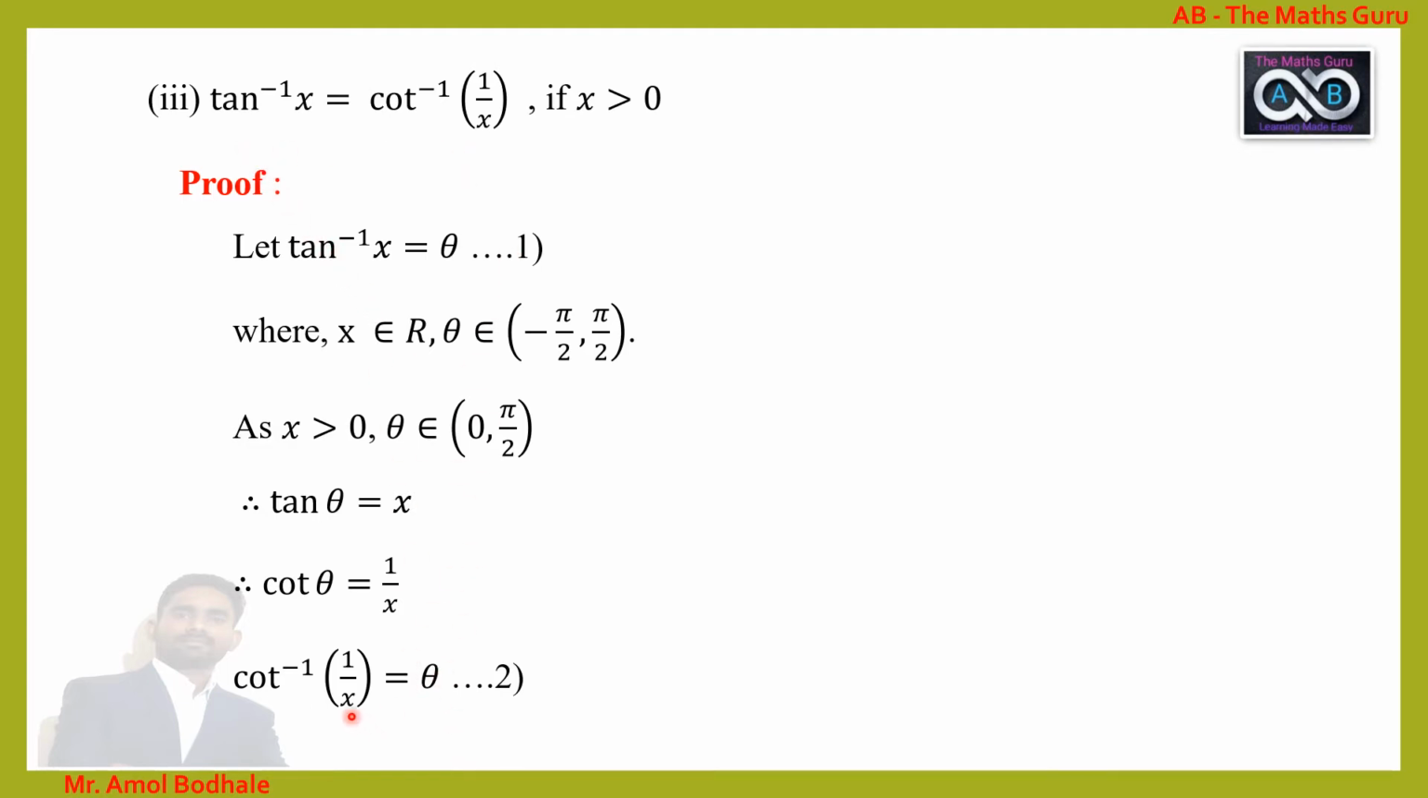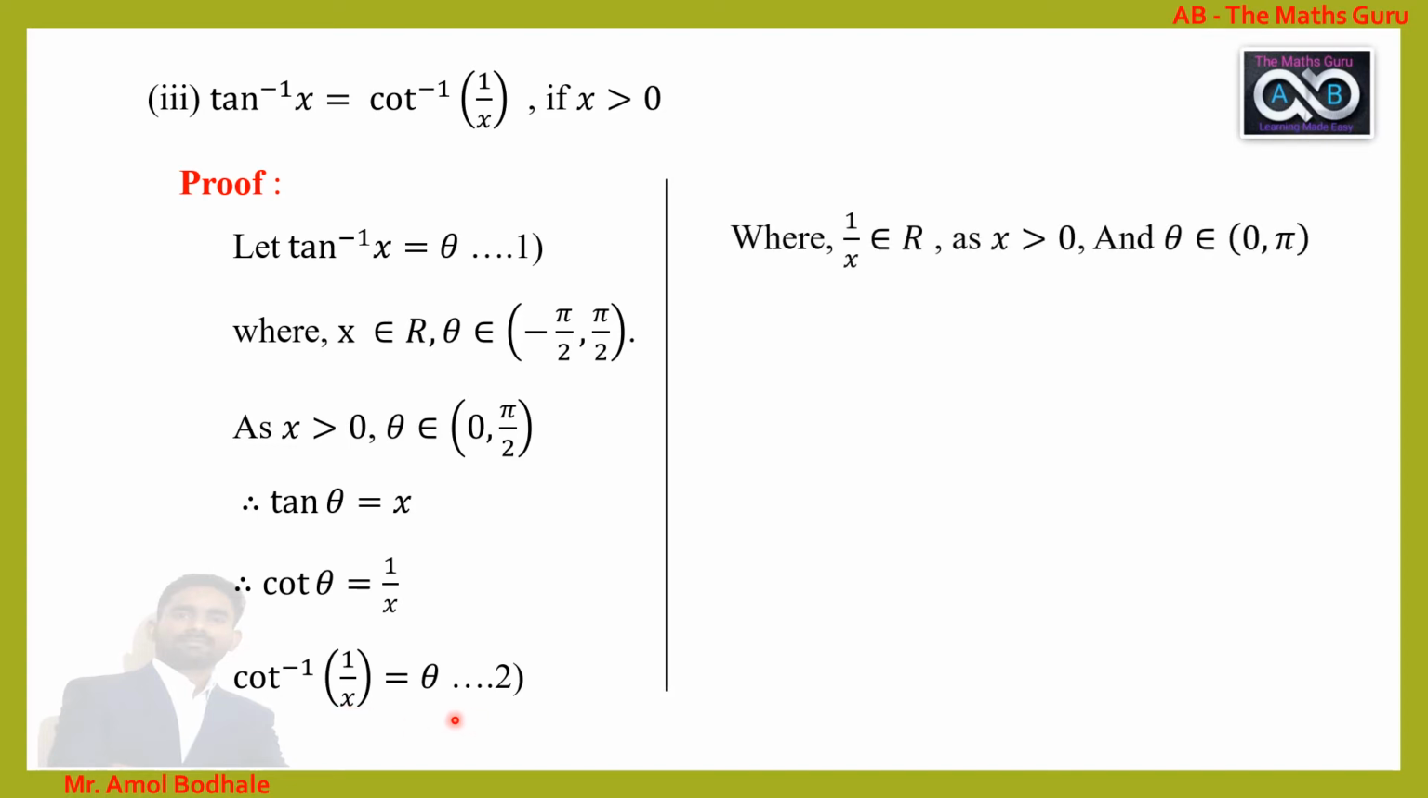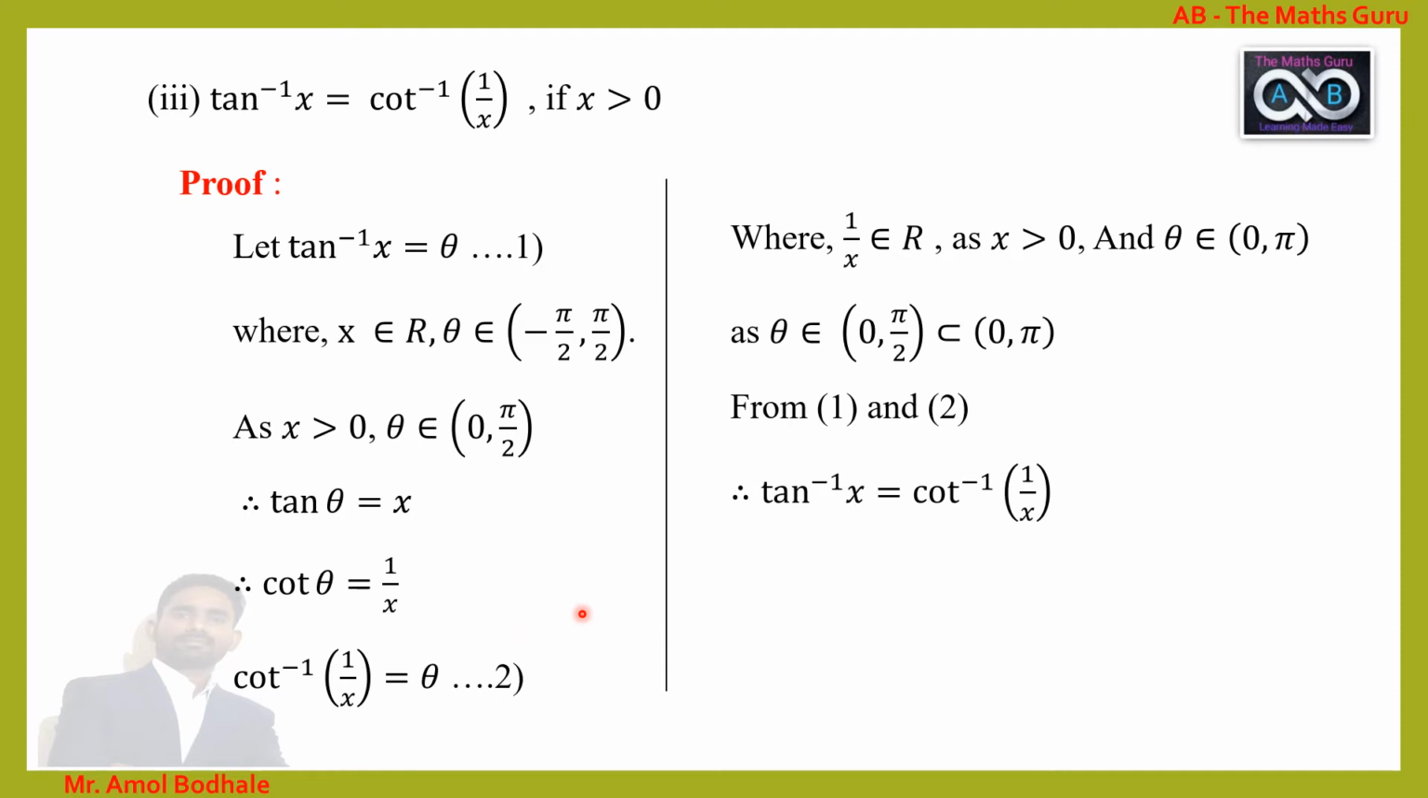But what are the restrictions on 1 by x and theta? Here 1 by x must belong to the domain of cot inverse, which is R. As given x is greater than 0, that means obviously 1 by x belongs to R, and theta belongs to 0 comma pi. As theta belongs to 0 comma pi by 2, which is a subset of 0 comma pi, from the first and second statement we can write tan inverse of x is equal to cot inverse of 1 by x.